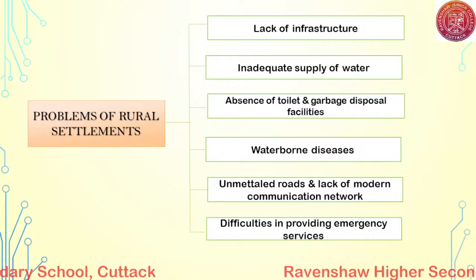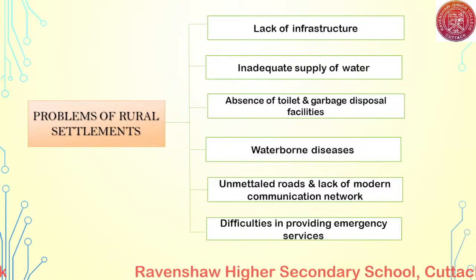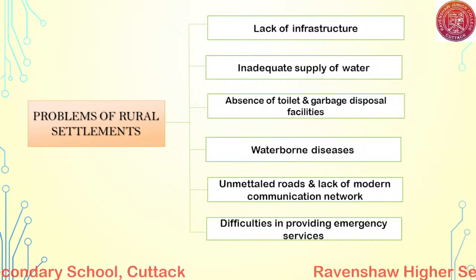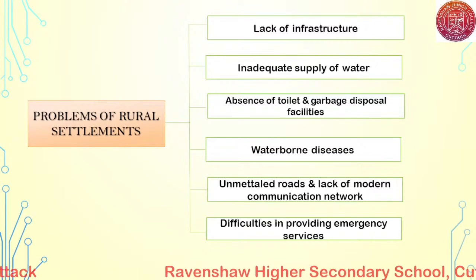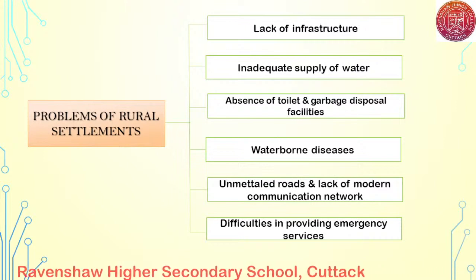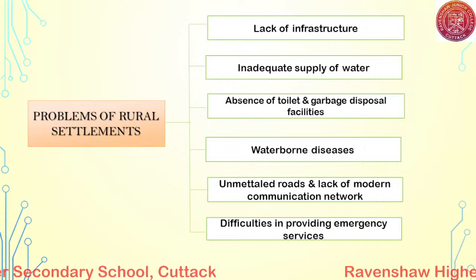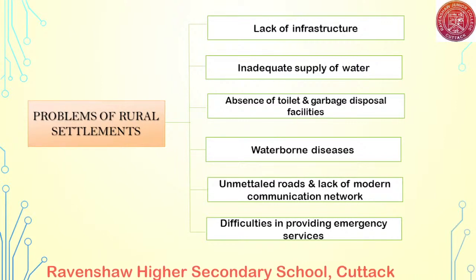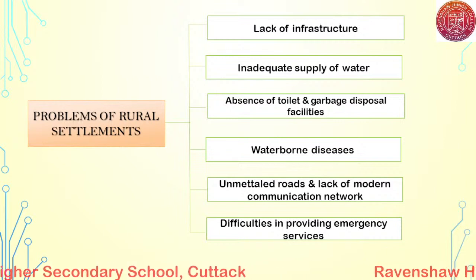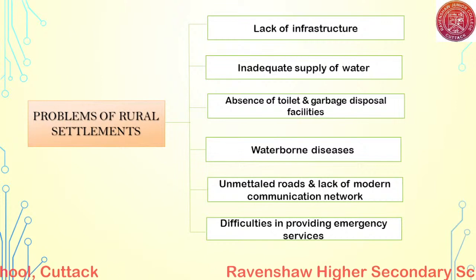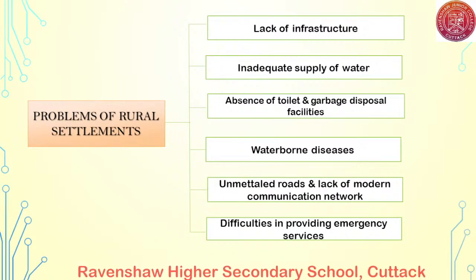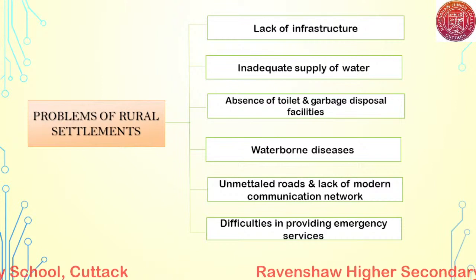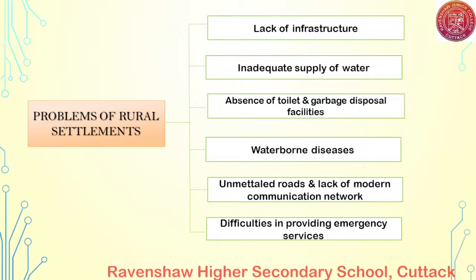And different diseases which people suffer from are due to the water. That is called waterborne diseases, and those waterborne diseases are one of the problems of rural settlements. Another problem is the lack of provision of emergency services like healthcare facilities and internet. These are not sufficiently and adequately available in the rural settlement areas. And on metal roads, the lack of a modern communication network is also not properly available in the rural settlement areas. These are the basic problems of the rural settlements.